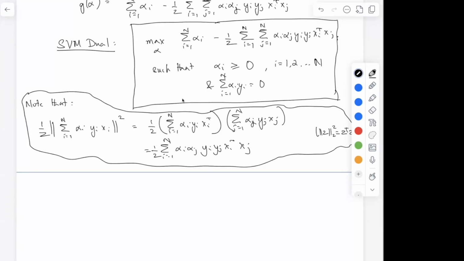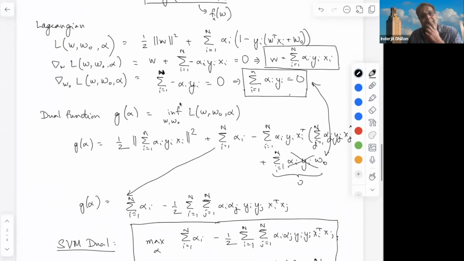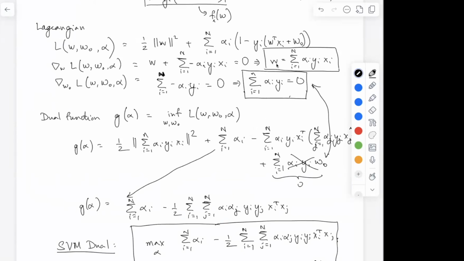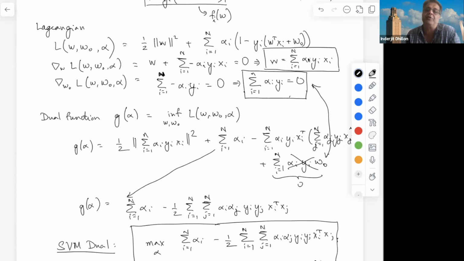Wait, how do you derive the weights W from alpha? Because all we know is that G of alpha equals F of W star, right? Remember this part in the middle? So given the alphas, you can find out W. Suppose the solution of the dual is alpha star, then W is the sum of alpha i star, yi, xi. And that's the beauty, right?